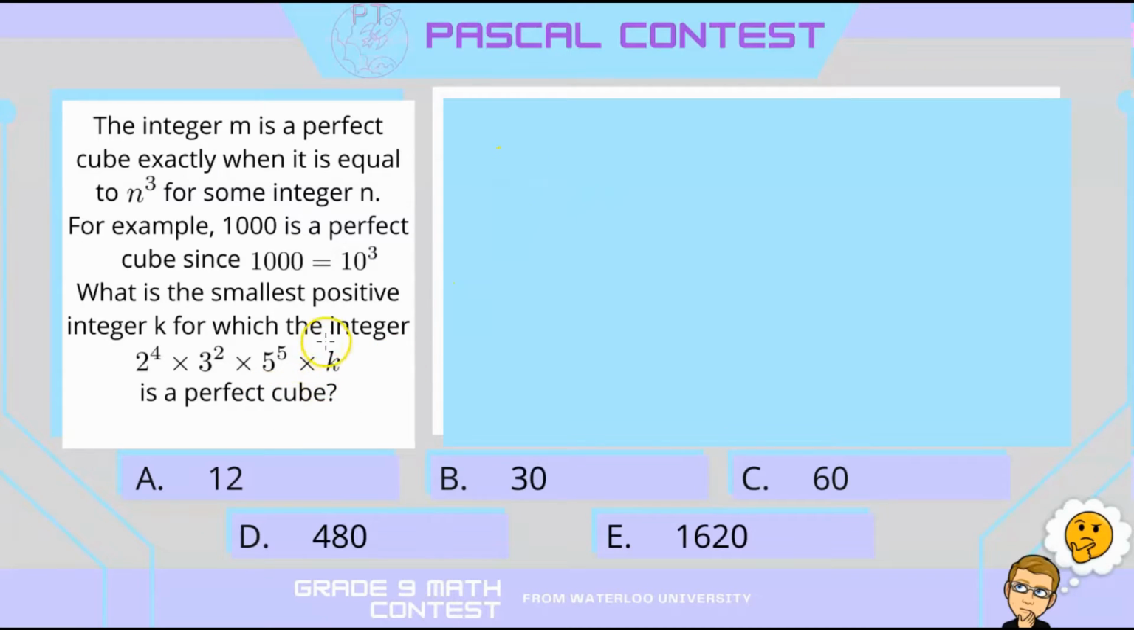Alright, so what we want to find is when this entire integer will be a perfect cube. So I'm going to set it entirely equal to n cubed. So n cubed will be 2 to the 4 times 3 squared times 5 to the 5 times k. If I were to take the cubic root of both sides, you would get n equal to the cubic root of 2 to the 4 times 3 squared times 5 to the 5 times k. And this has to give us an integer.